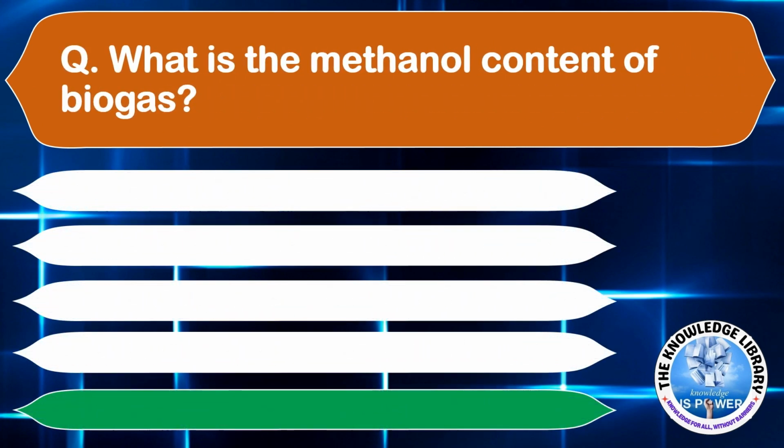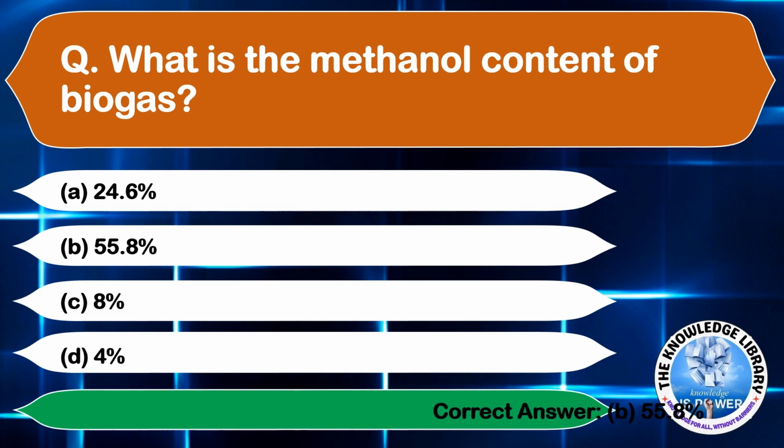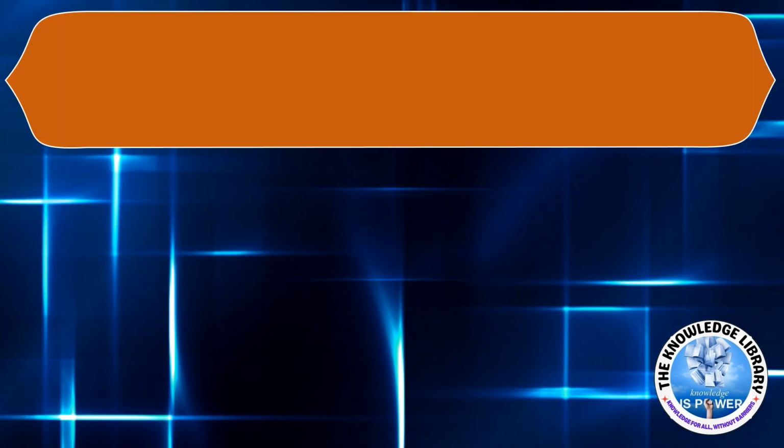What is the methane content of biogas? Option A, 24.6%. Option B, 55.8%. Option C, 8%. And option D, 4%. The correct answer is option B, 55.8%. Moving on to the next question.